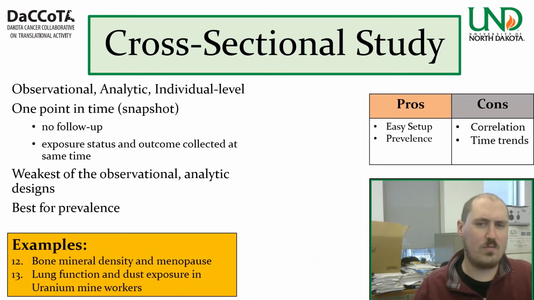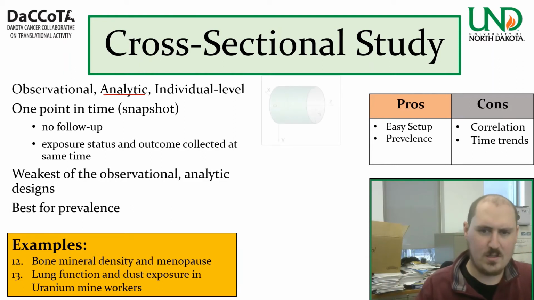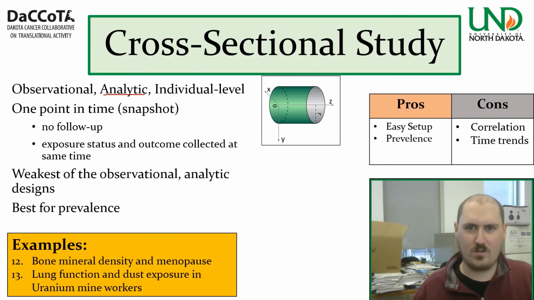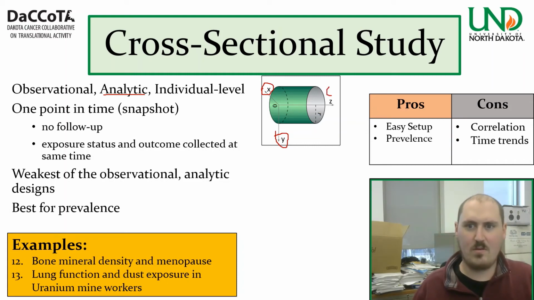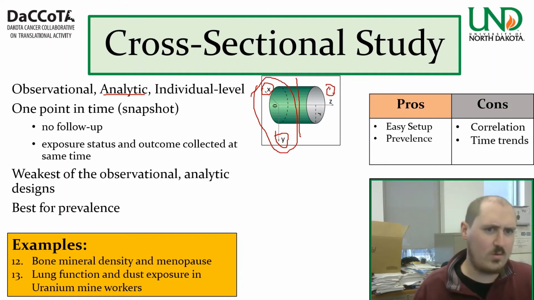Okay, let's turn over to our cross-sectional study. So this is observational, back to analytic, and the rest of these will all be analytic, individual level. So it's really one point in time, sometimes called a snapshot. If you think of the population as this cylinder, X and Y are different variables like demographics and disease status, and Z is your time. A cross-section is like just taking one cross-section in time, no difference in time, to capture these X and Y variables. So there's no follow-up. It's really just exposure status and outcome.